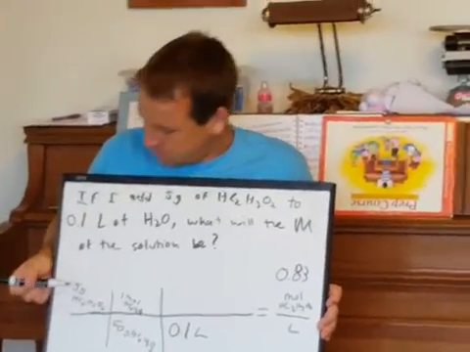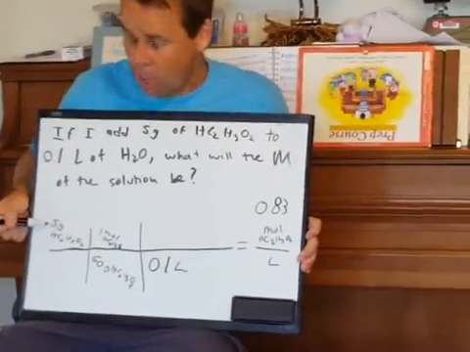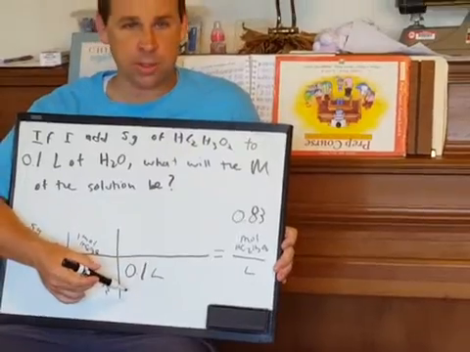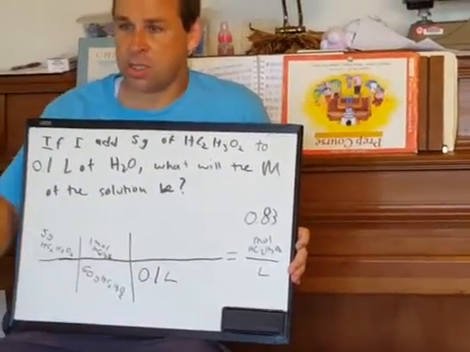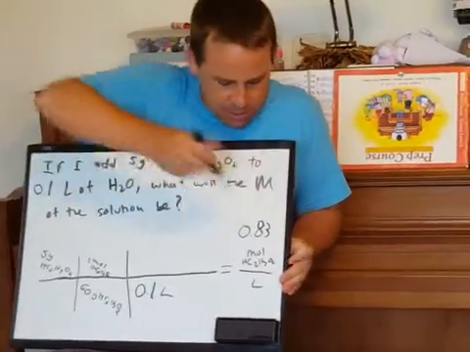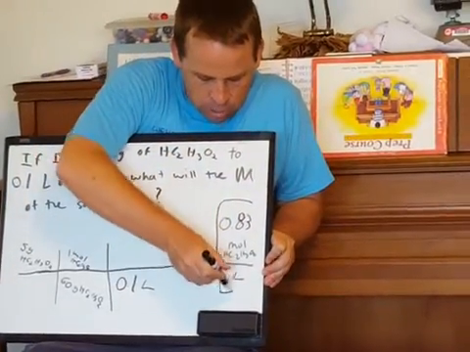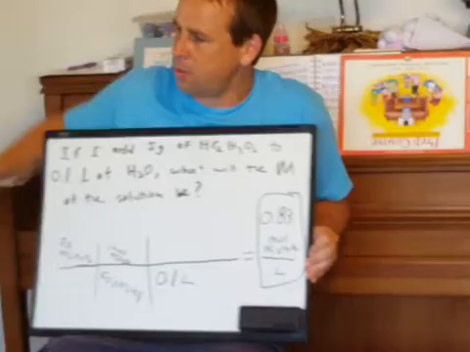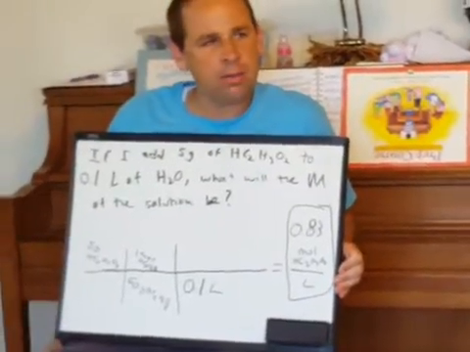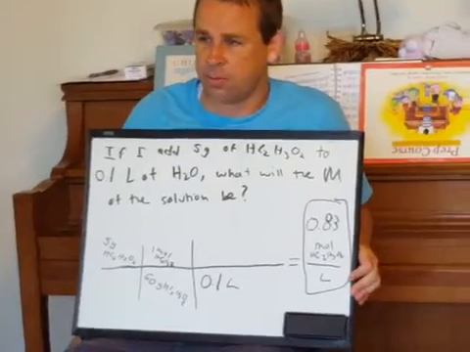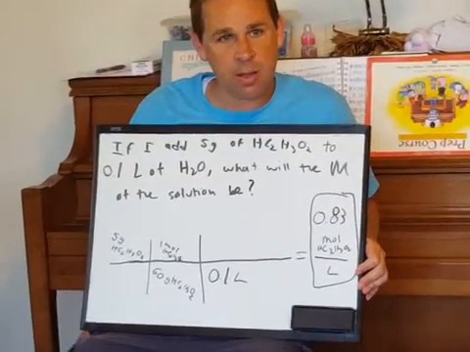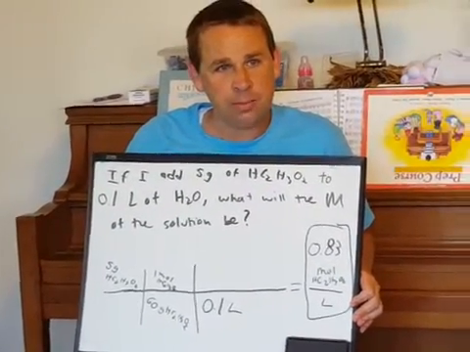5% means 5 grams out of every 100 milliliters of solution. And 0.1 liters is 100 milliliters. So this is the concentration of the acid in the vinegar. Do you see that? We just found out the concentration of the acid in the vinegar, because the 5% means 5 grams. Woohoo, we got it. Okay?